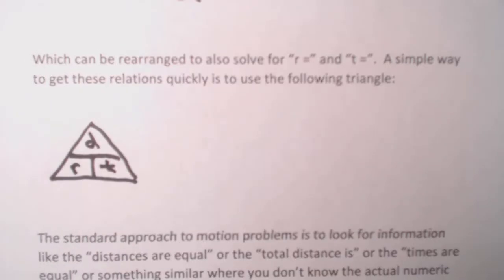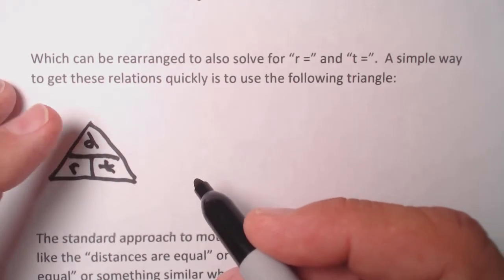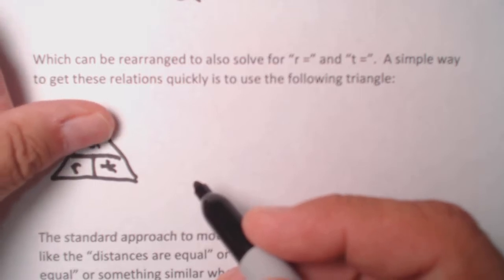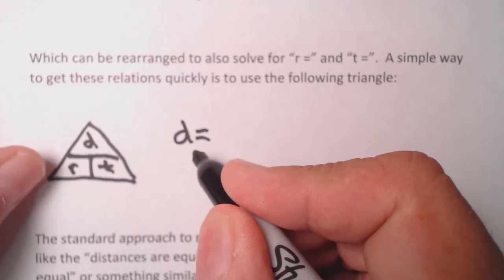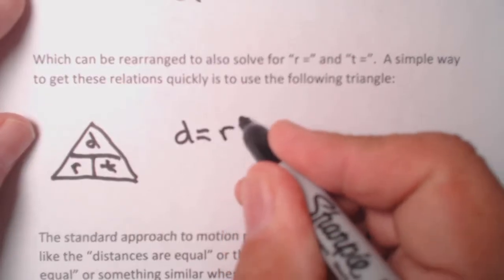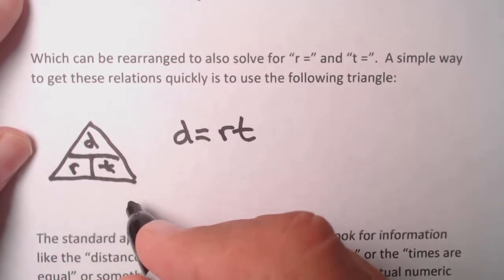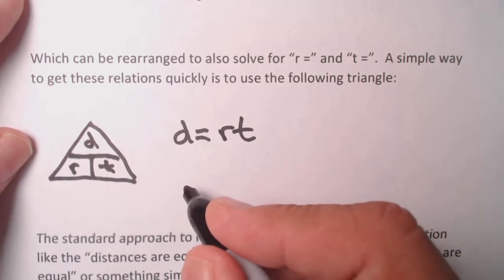Okay, now, of course, here's how you come up with all the equations. Put your finger over the one you want to solve for. Let's say the D right here. So D then would equal, well, notice the R and T are next to each other down here. So D equals RT. That's the basic equation and the one you needed to know to set up the triangle in the first place. But now, look at what you can do here.